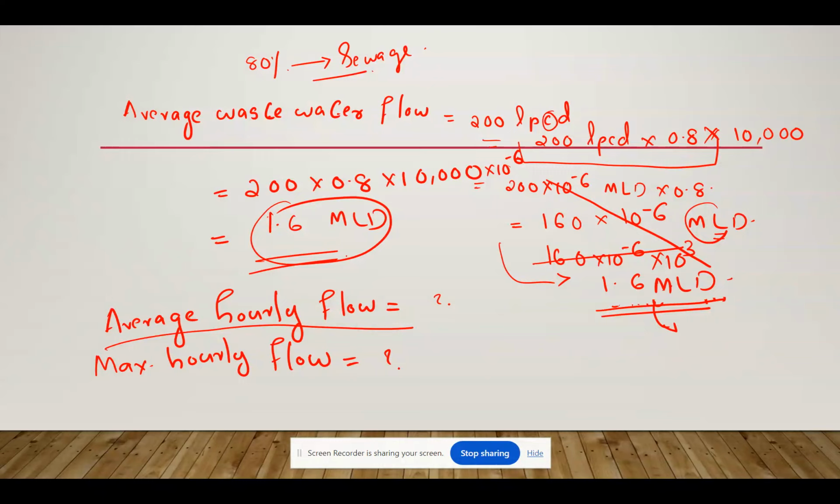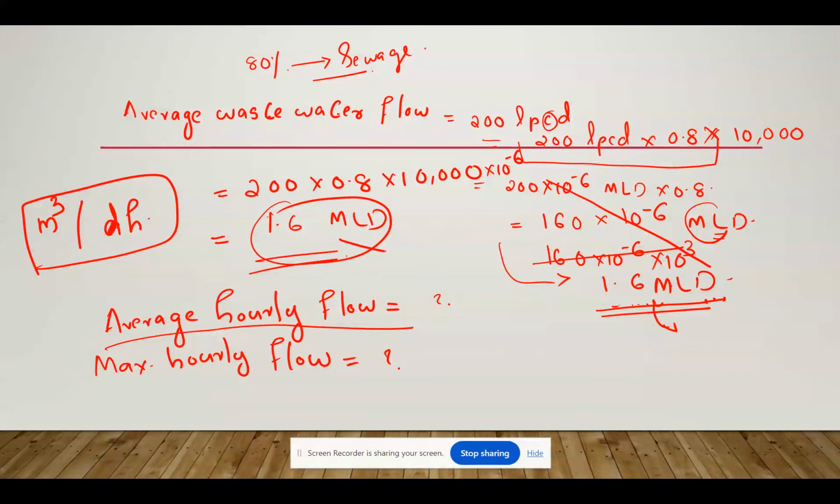Anyone has doubt? Yes, per day. Then you calculate the per hour flow rate. This is in liter, so you have to convert this liter to meter cube. So you can calculate per liter also, but you have to calculate in this unit, meter cube per day, meter cube per hour.